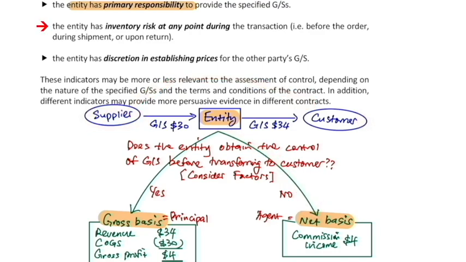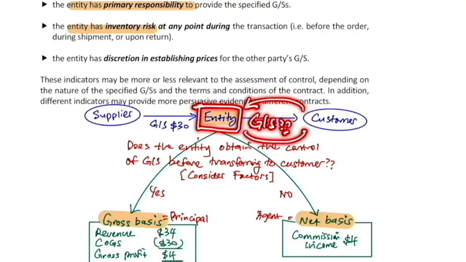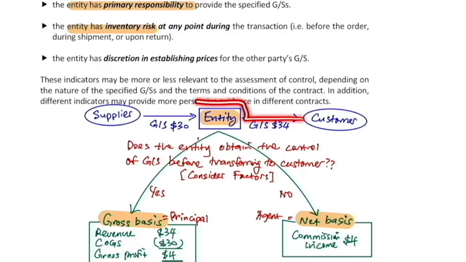Second factor is the entity has inventory risk at any point during the transaction. If the customer returns the goods, the entity suffers. If the entity is able to sell the goods to the customer earlier than expected or later than expected, if the entity is the one that is subject to the inventory risk, then the entity is a principal. If the customer returns the goods, the entity returns the goods to a supplier, the entity does not suffer or benefit more. This indicates that the entity is just an agent.